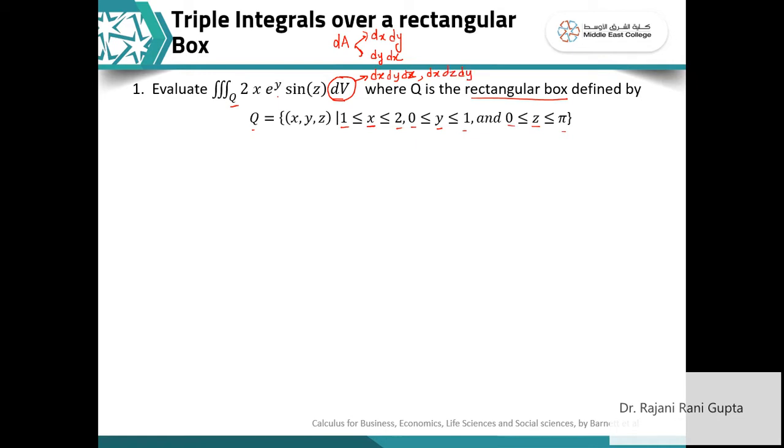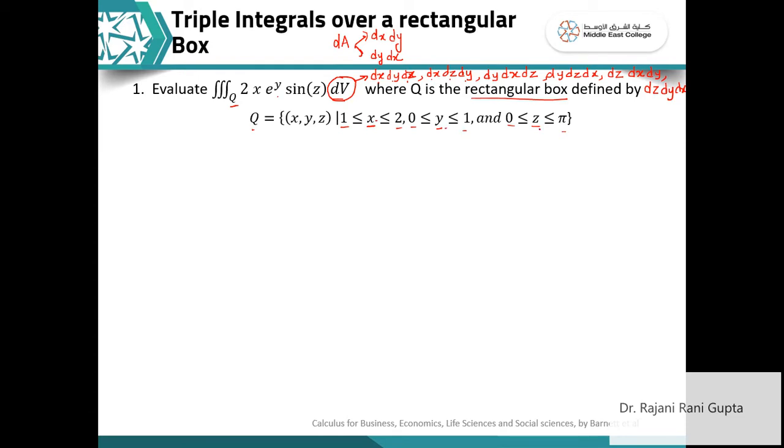So what is the difference between these two? We start with first x and then y and then z, or we start with x, then we go to z and then y. Similarly, we can start with y and then x and then z, or dy dz dx. Similarly, we can start with dz, then dx and then dy, or dz dy dx.